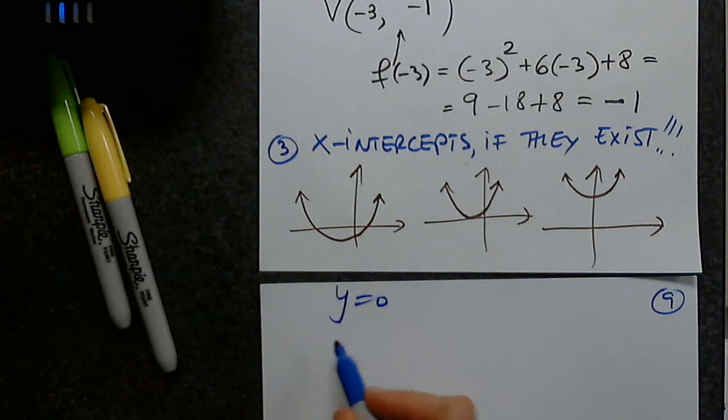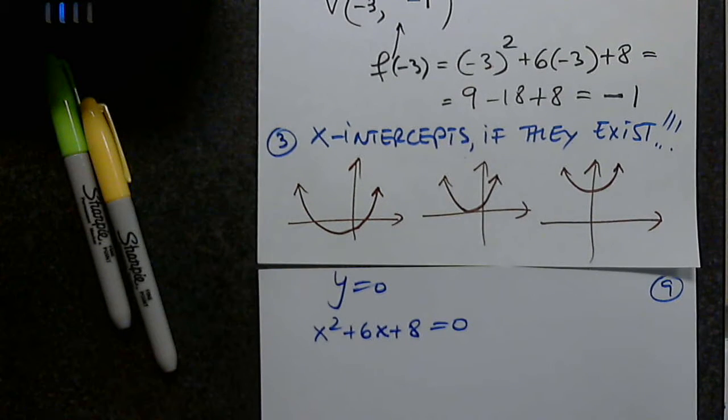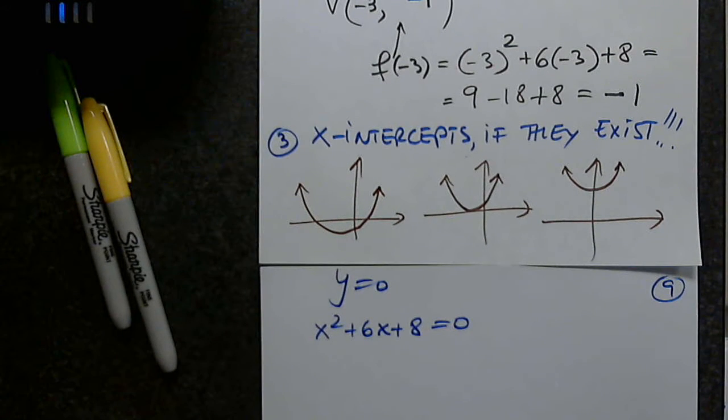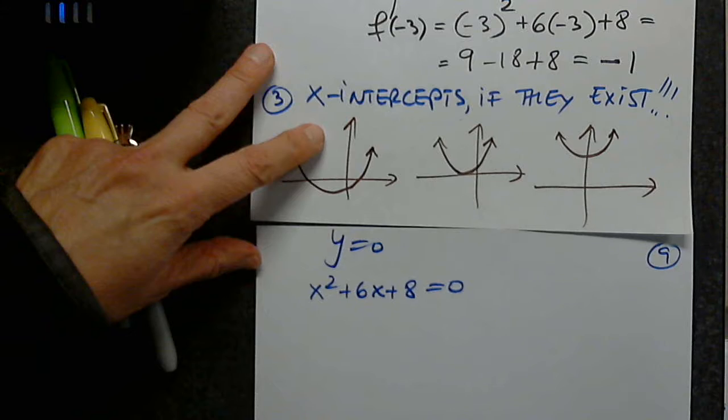Indeed, y equals 0. So then I have x squared plus 6x plus 8 equals 0. What type of equation is this? Of course. There was a little trap there. Good, you didn't fall in it. And how do I solve it? I know 4 methods. Which one?